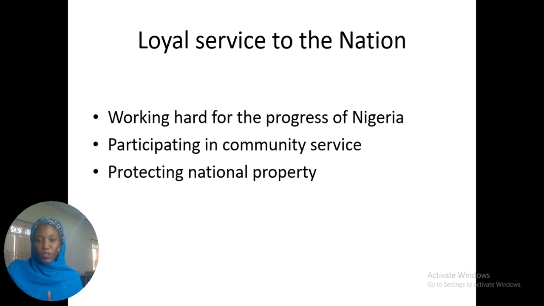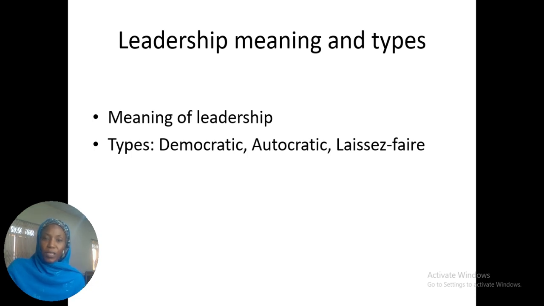There are a lot of services. For example, the NYSC after graduation from the university, you can also decide to join the Nigerian army to secure and safeguard our border from the attack of the enemies. And also protecting national properties. There are properties, for instance, the public property. For example, the fixed power supply on the road constructed by the government need to be taken care of by us.